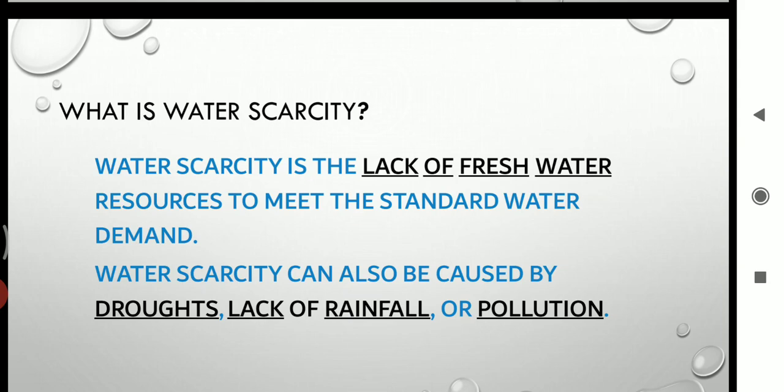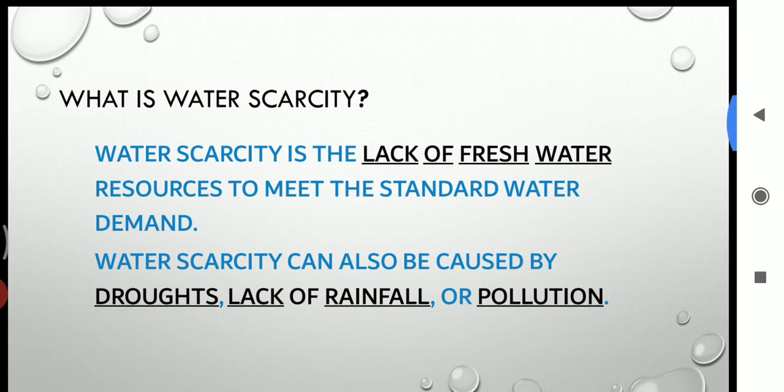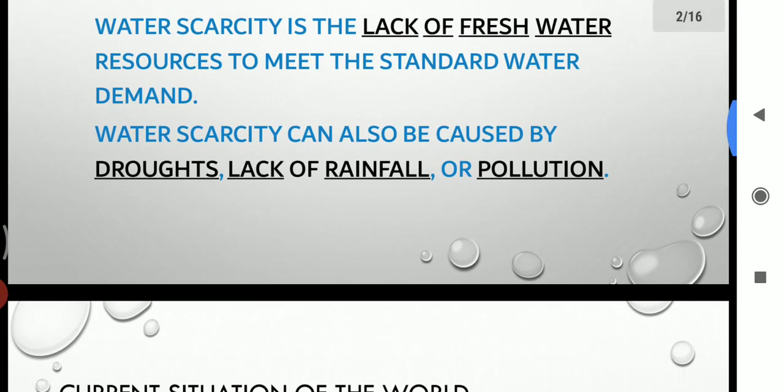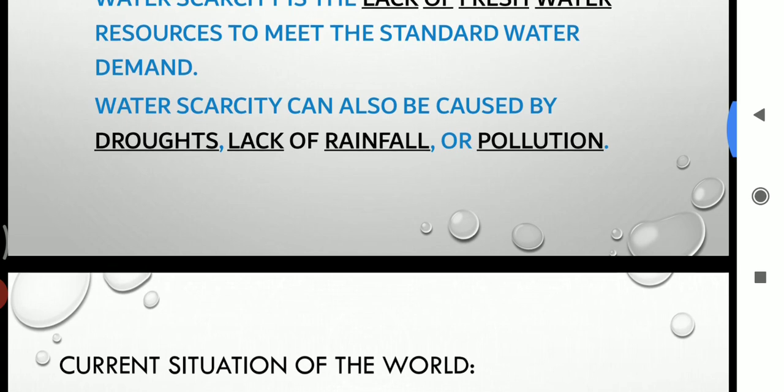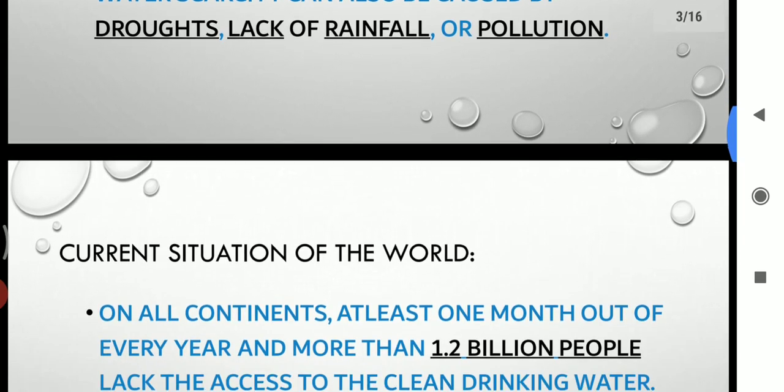Water scarcity can also be caused by droughts, lack of rainfall, or pollution. So these factors mainly depend on the local environment conditions. In some places the droughts are playing a major role in water scarcity. In some places it is the lack of rainfall, and in some places, especially in urban areas or major cities, the water scarcity is only due to pollution.